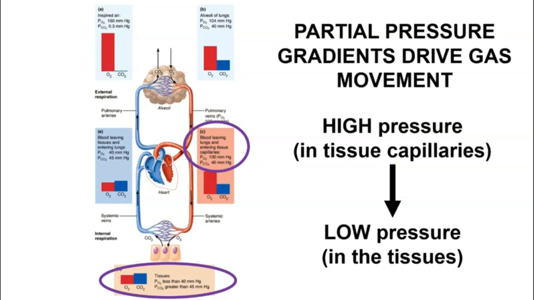So we see that the same difference in partial pressures is what causes oxygen to diffuse from the blood into the tissues. So we see that a partial pressure of oxygen in the tissue capillaries, so that is roughly about 100 millimeters of mercury, is higher than the partial pressure of oxygen in the tissues themselves, where we see that the partial pressure of oxygen is less than 40 millimeters of mercury at the tissues where that oxygen is needed. So again, this pressure gradient from high to low is what's causing the oxygen gas to diffuse out of the blood that's in the tissue capillaries and into the tissues themselves.